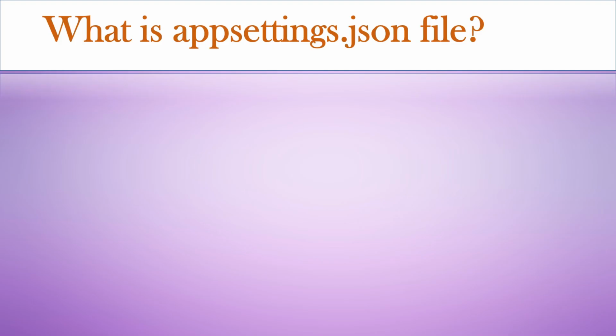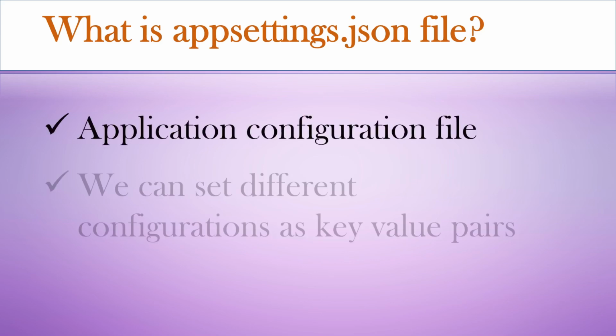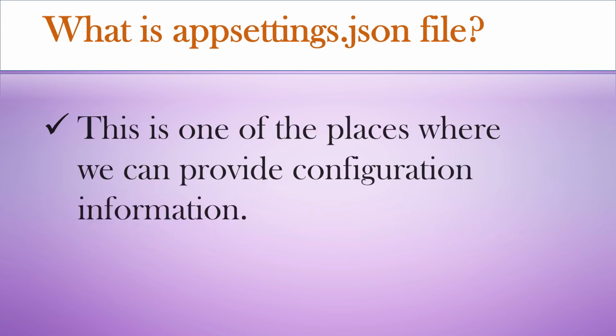First of all, what is appsettings.json file? It is an application configuration file and we can set different configurations as key value pairs. Very important thing to know here is, this is one of the places where we can provide configuration information. This is not the only place where we set configuration information. There are various configuration sources available in ASP.NET Core application.